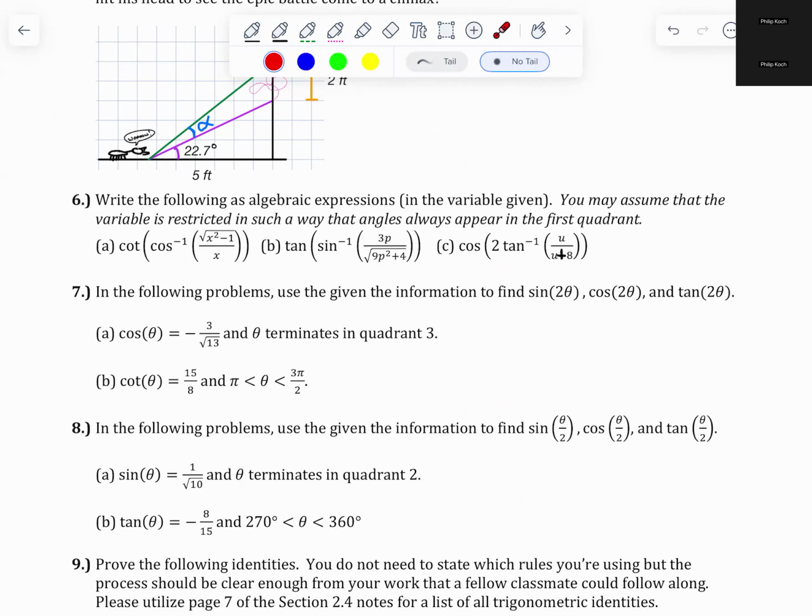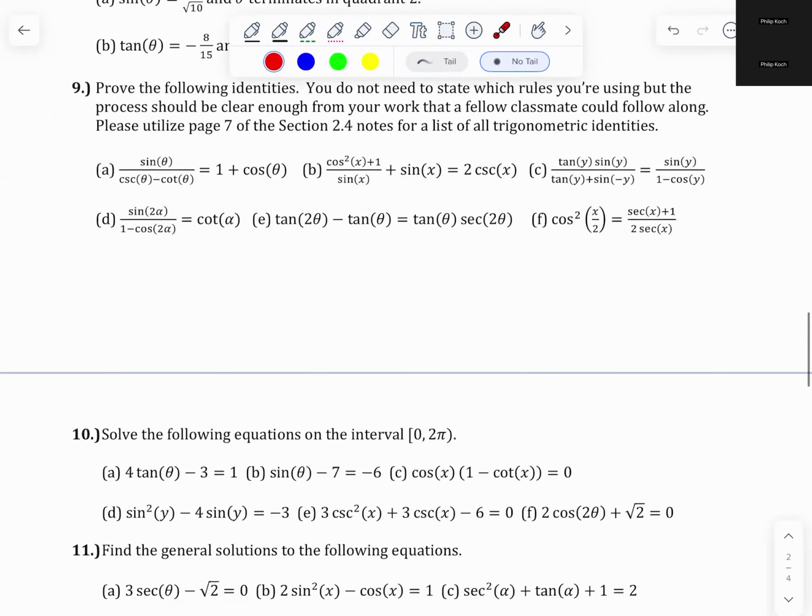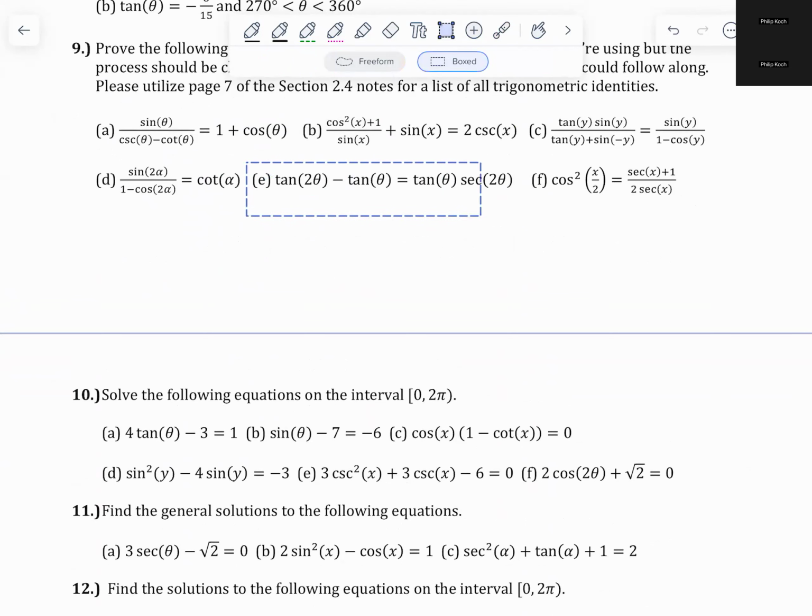While he's looking for his one, you guys can definitely ask any questions. 9E. 9E. Okay. Let me go ahead and copy that and we'll work through it together.